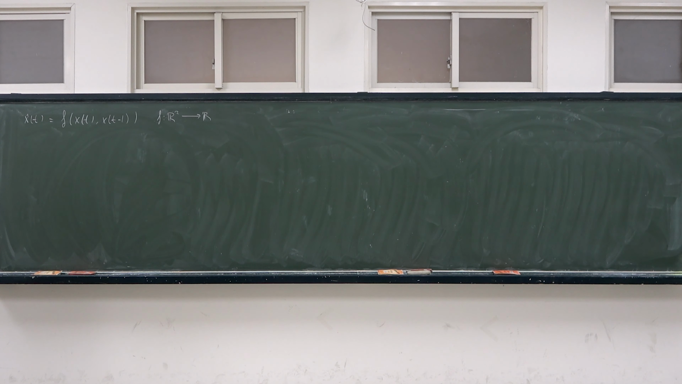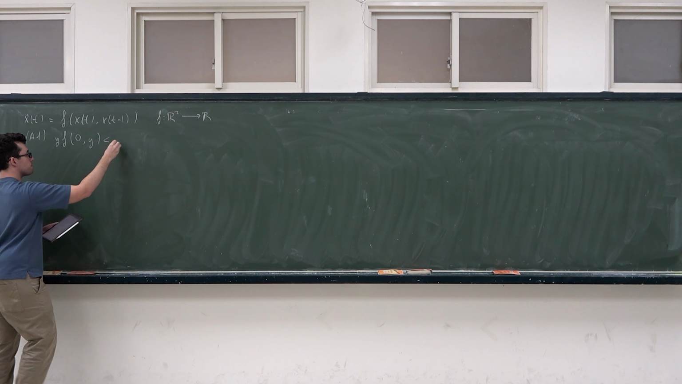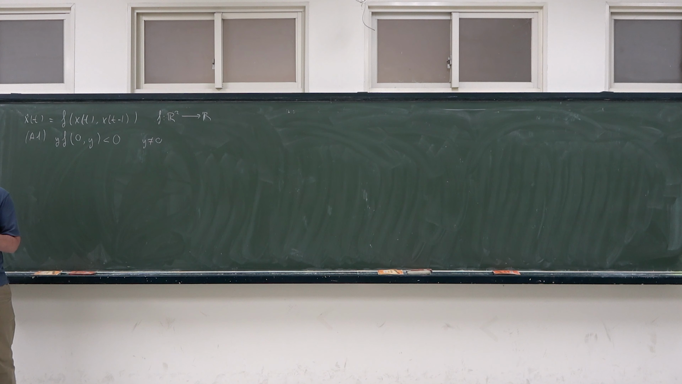Yes, A1. So this negative feedback condition was that y times f of 0, y was negative whenever y was non-zero, right? There were further assumptions on the structure, on the derivatives of f at 0, but we will not be using those today.